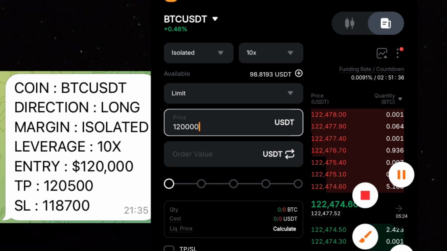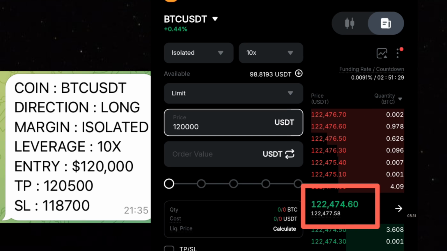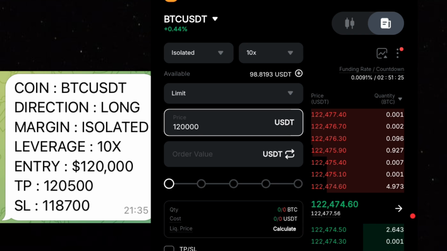Normally, if you're going long, the entry price is usually below the market price. If you are shorting, the entry price can be above the market price. So it depends. Entry price is what you put into that area.